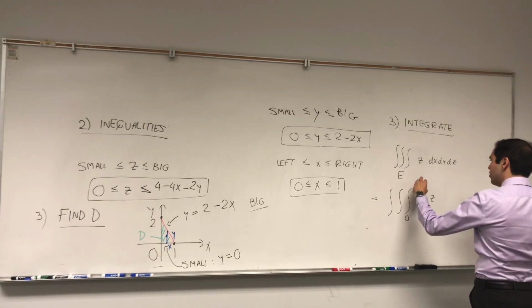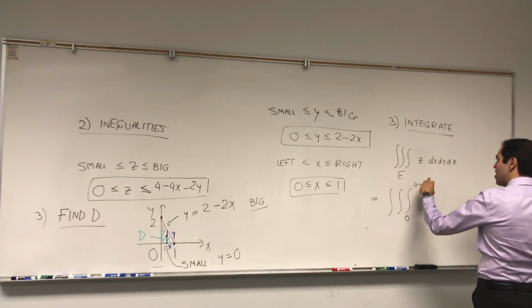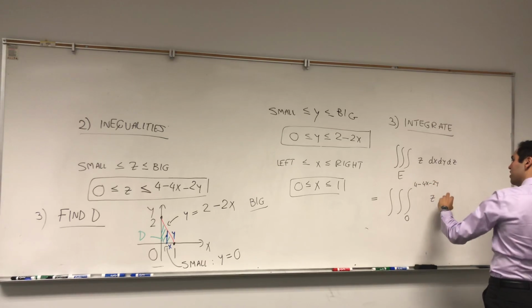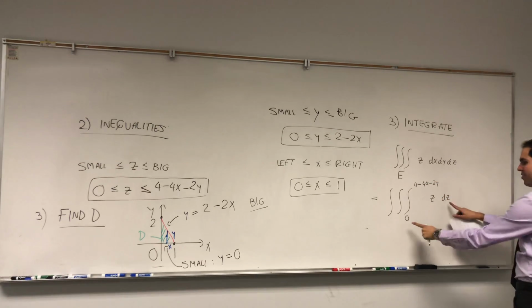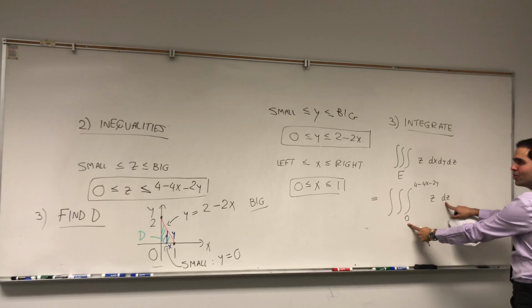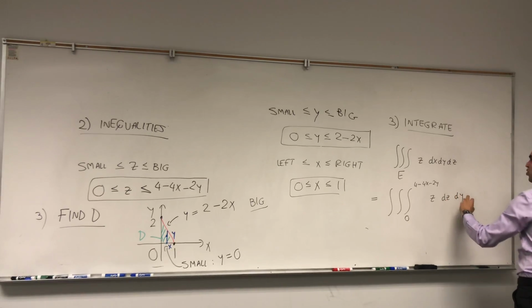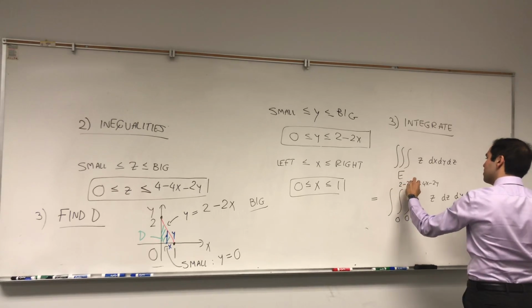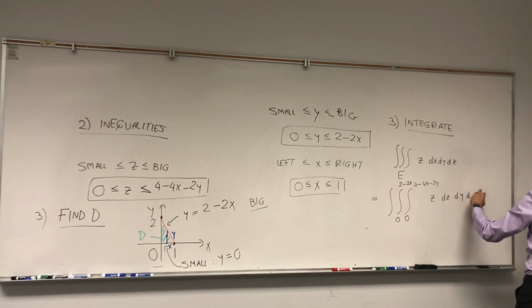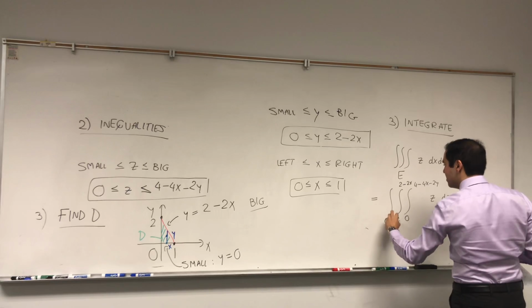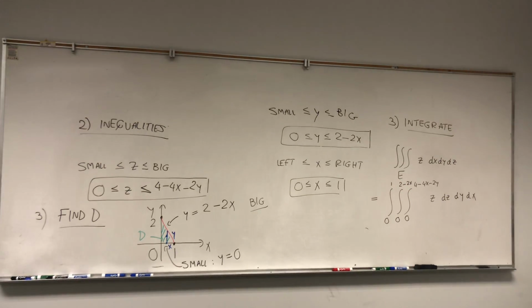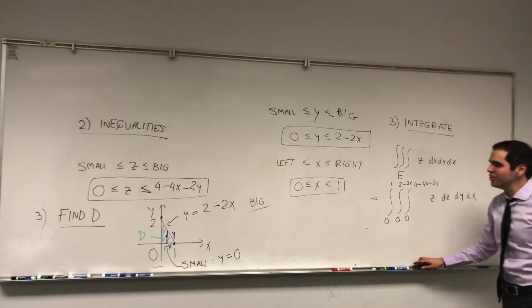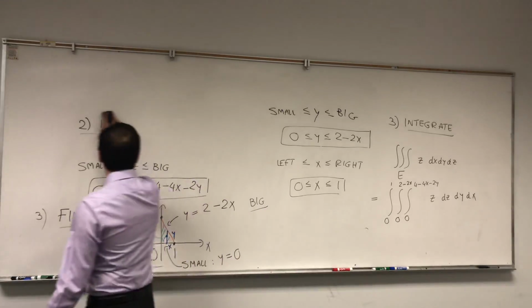Z was between 0 and 4 minus 4x minus 2y, dz. The order is very important. You start with z, and then you do y. Y is between 0 and 2 minus 2x. And then you do x, which in this case is between 0 and 1. And then you evaluate this. It looks like a nightmare, but I promise you it's not so bad.